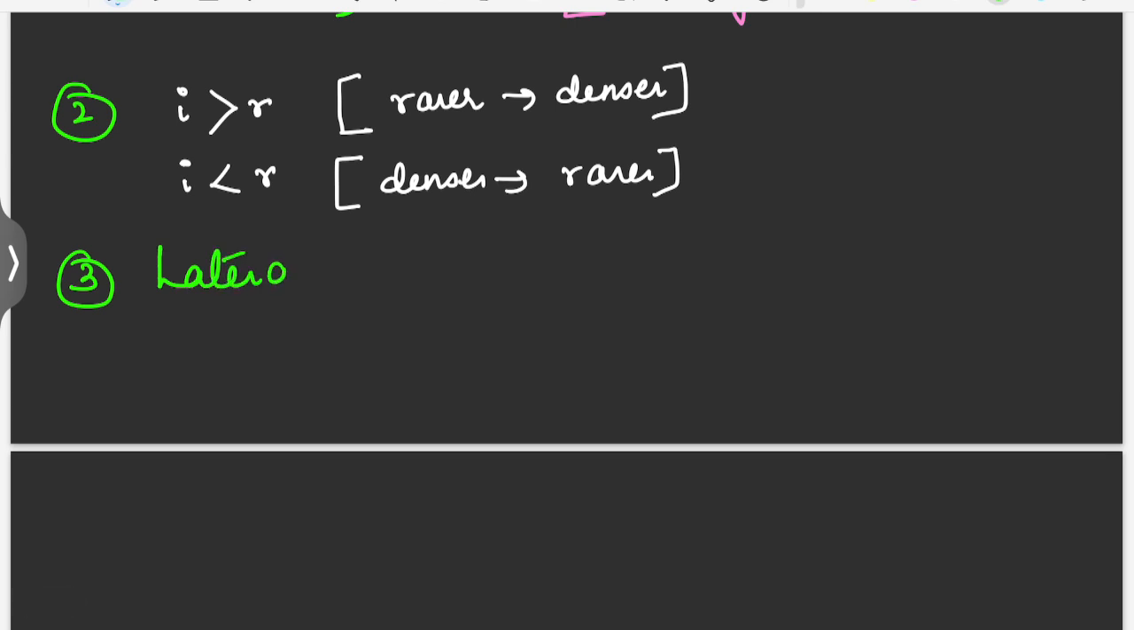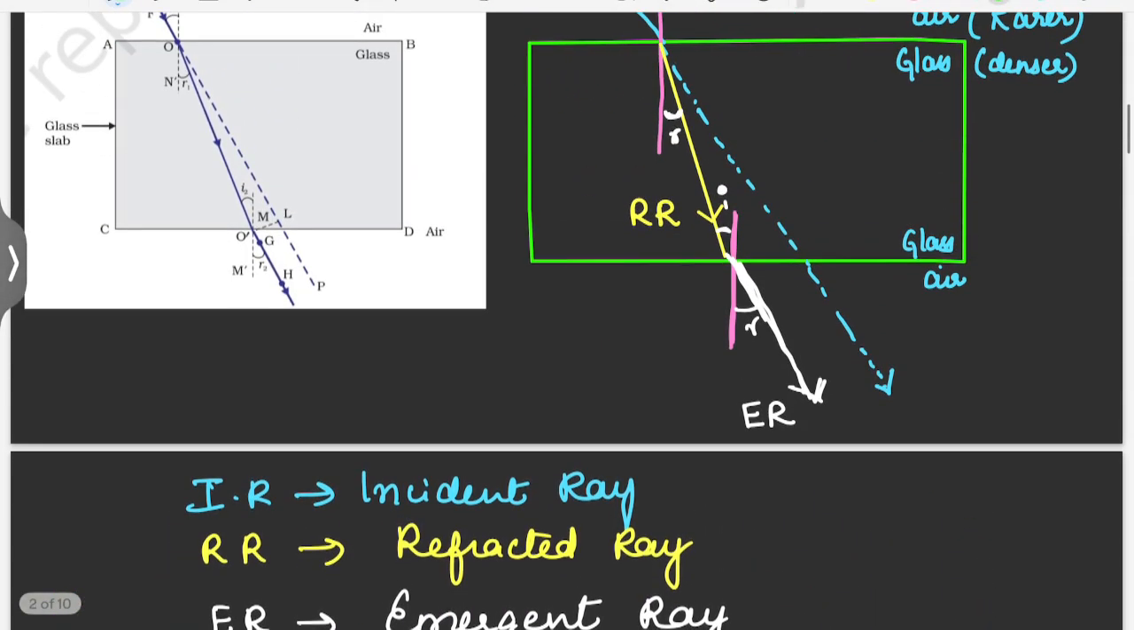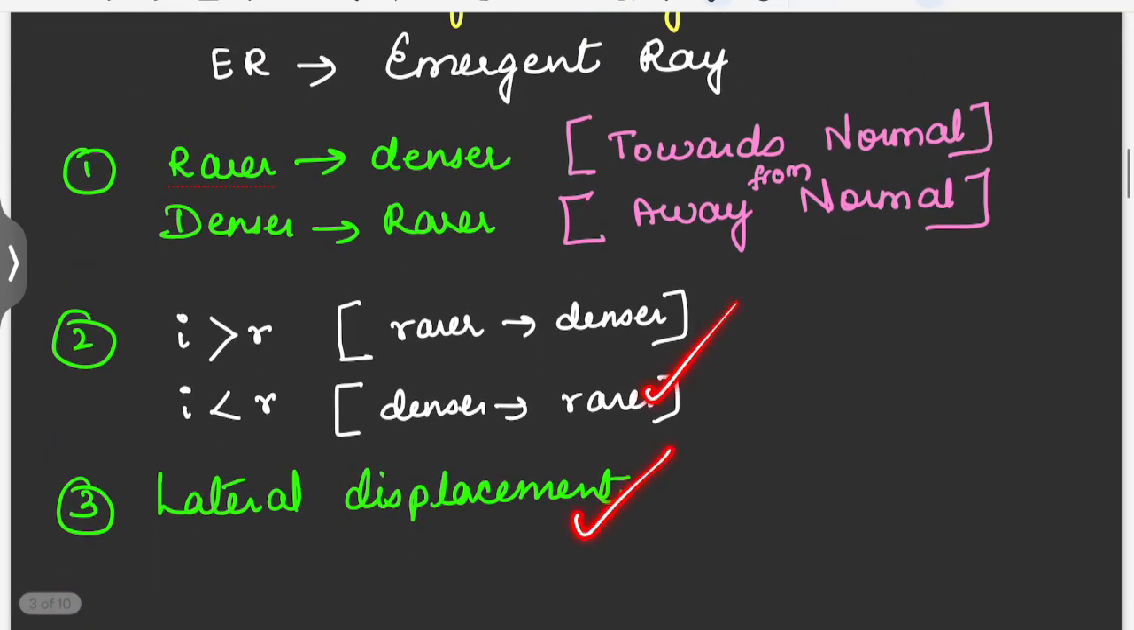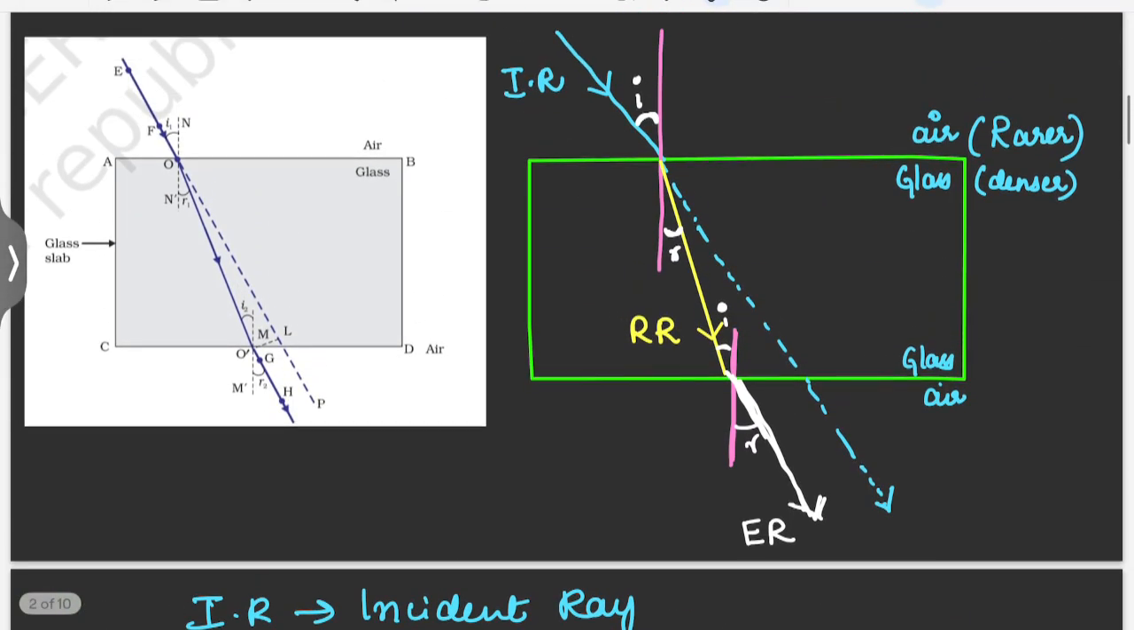So the third important point is about lateral displacement. So what is lateral displacement? You will write that the perpendicular distance between the incident ray and the emergent ray, this distance is called lateral displacement. So these are the three important questions which can appear in the board examination.